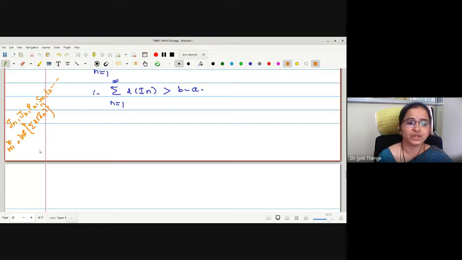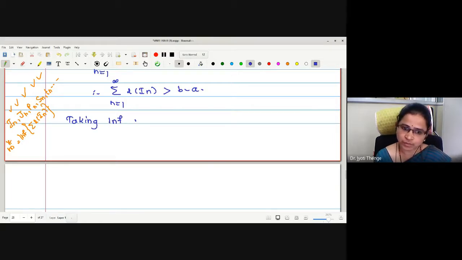But every length is greater than b minus a. Then if I find the infimum, if I put all these lengths in one bracket and find the infimum, what about the relation with this b minus a? Are you getting my question or not?